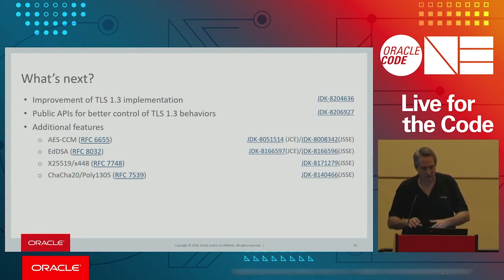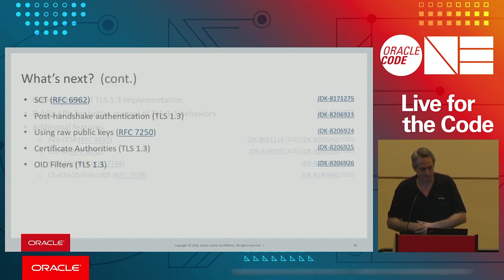EDDSA, we have the information for, we have the work that we're doing for that. It's not all in place yet. Same with 25519 and 448, and ChaCha20 and Poly1305. For those last two, we actually have the JCE portions of them. We just don't have the JSSE portions linked to them. So that's to be done soon.